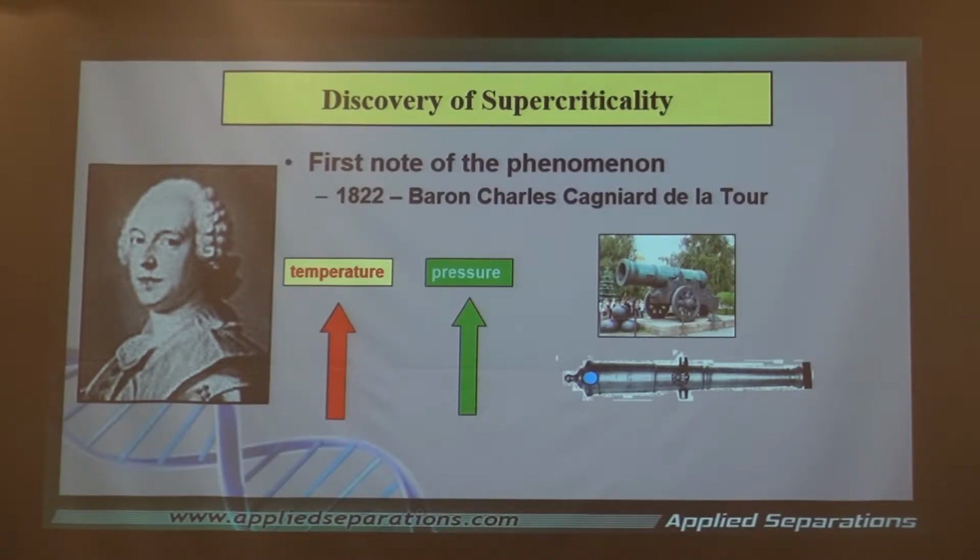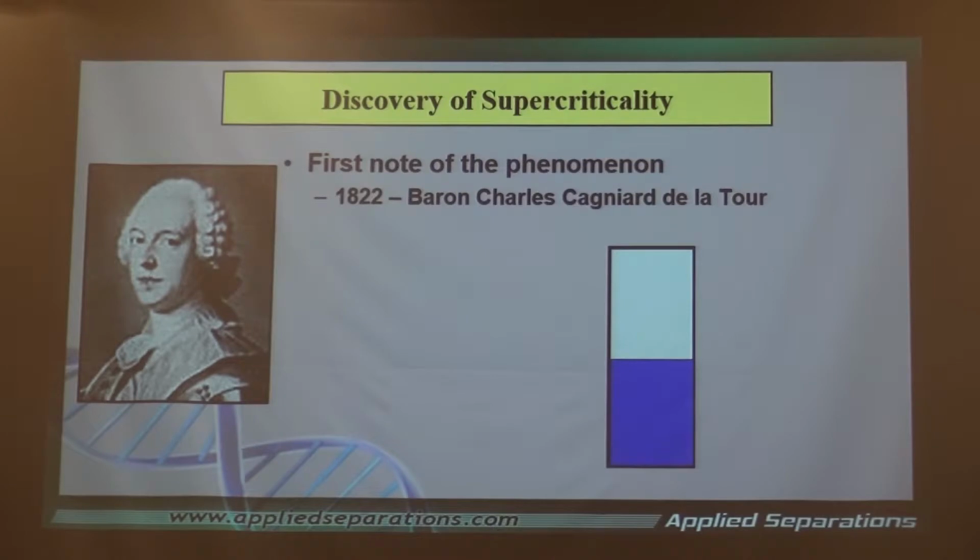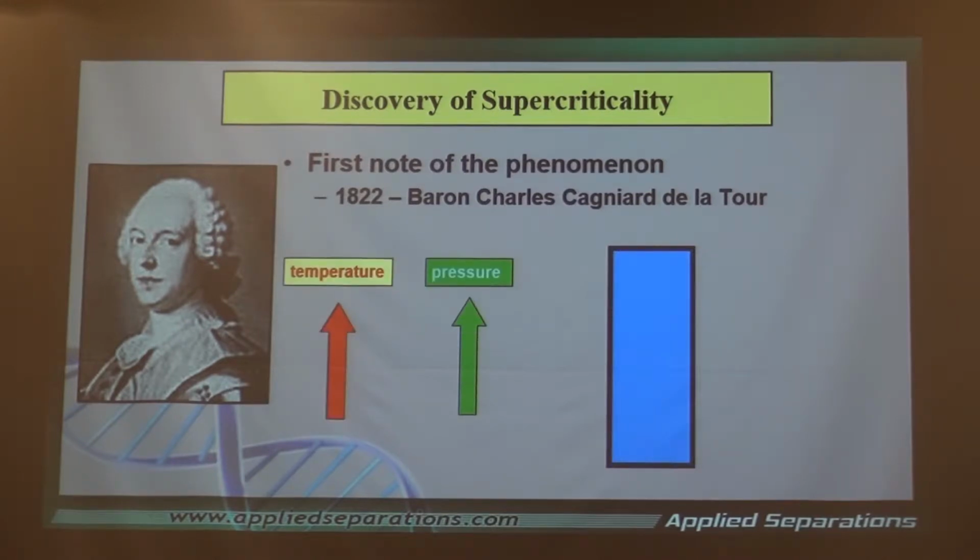As he rocked it back and forth, the temperature increased, the pressure increased. There were two phases. He realized that the sound changed. Going from the dense liquid to the gas, there was a difference in the sound. And as he increased the temperature more and more and increased the pressure, ultimately what he found was there was no change in the sound. So looking at this, we had a liquid and a gas here. Ultimately, by increasing the temperature and pressure, it became one phase. This became named the supercritical fluid. It became one phase after reaching a critical temperature and a critical pressure.